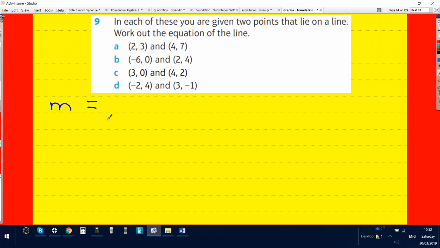Okay, and so the gradient. So that would be 5 divided by minus 5. That's minus 1. So it'd be y equals minus 1x plus c. Mm-hmm. So then you would want to sub in.